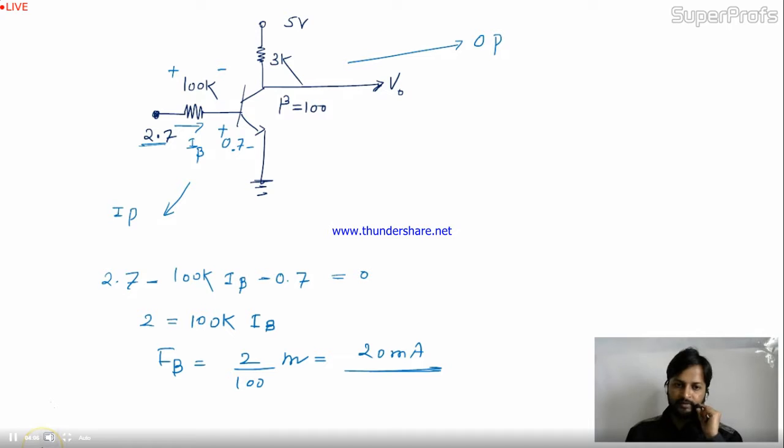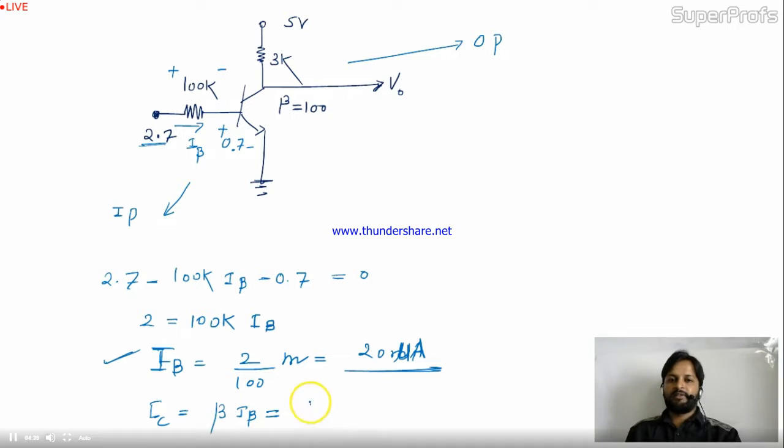So IB you calculated is 20 microampere. It's perfectly fine. Once you have calculated IB, then you will calculate IC, and IC is beta times IB. If you remember this formula, beta is 100 into 20 micro. So your answer is 2 milliampere.